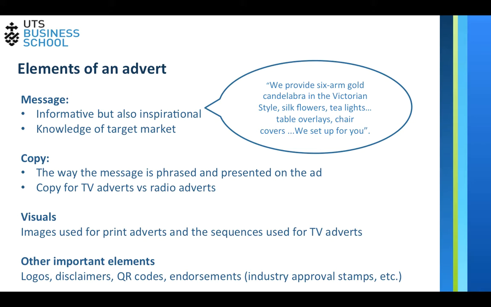The next element of an advert is the copy, and that's the way the message is phrased and presented on the ad. Obviously, the copy for a TV advert is very different from the copy of a radio advert. The copy for a TV advert is usually shorter than for a radio advert, because TV incorporates visuals which can communicate various elements of the marketing message, and a radio advert does not have that advantage. The next element is the visuals, obviously the images that are used, or the sequence of images used for a TV advert.